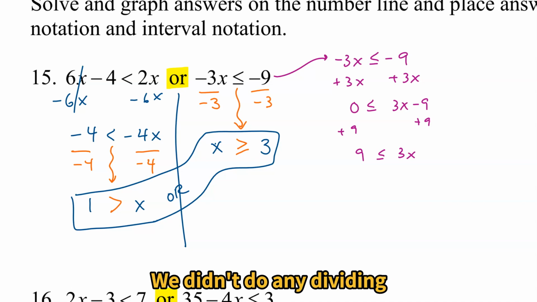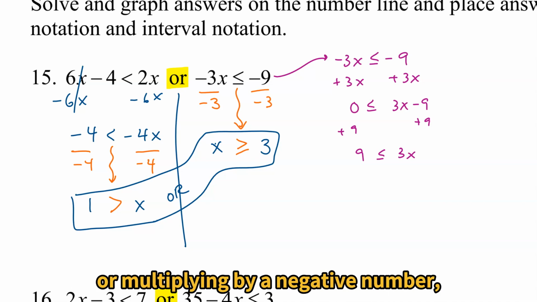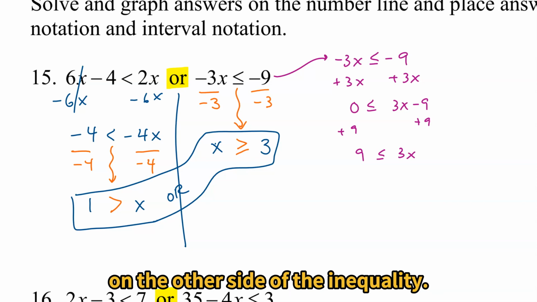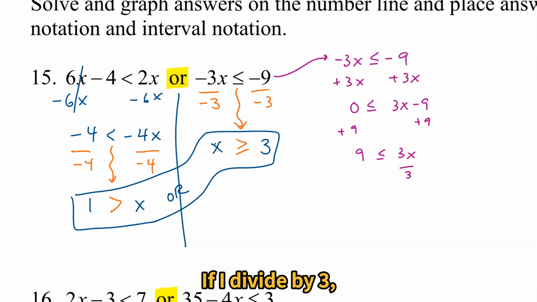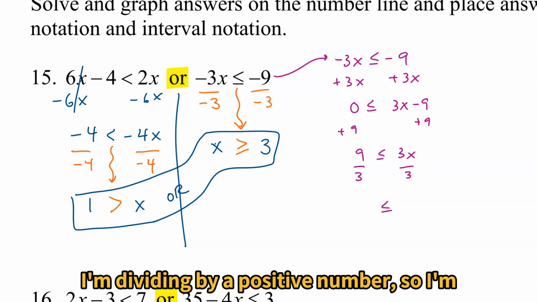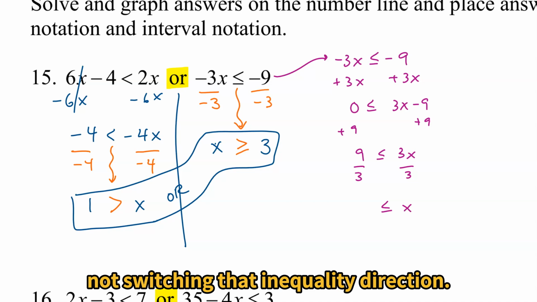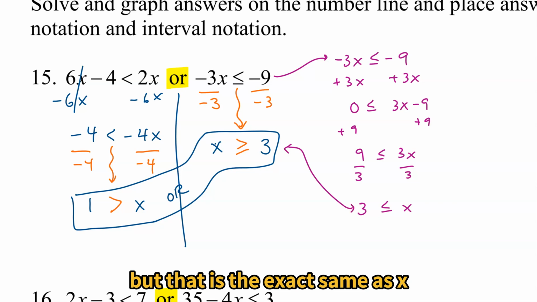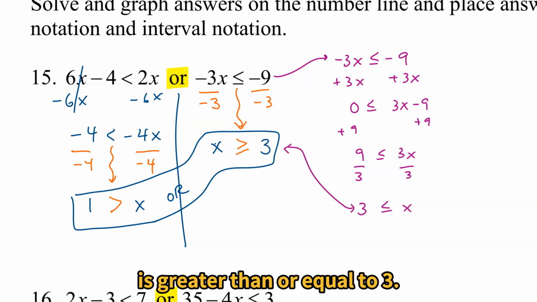We didn't do any dividing or multiplying by a negative number, but notice my x is now on the other side of the inequality. If I divide by 3, which I should to get the x by itself, I'm dividing by a positive number, so I'm not switching that inequality direction. I get 3 is less than or equal to x, but that is the exact same as x is greater than or equal to 3.